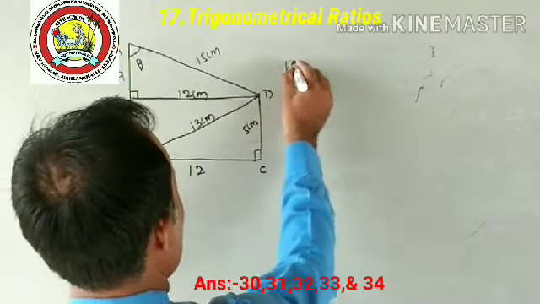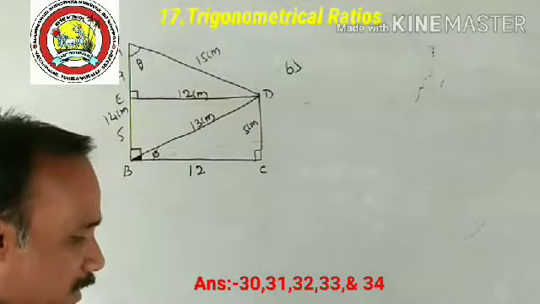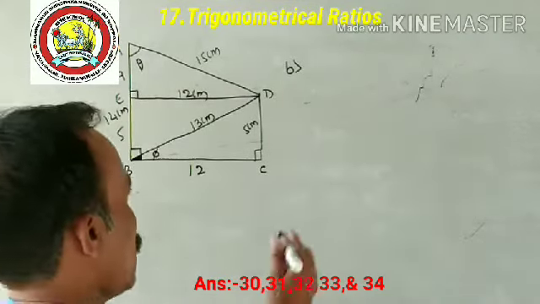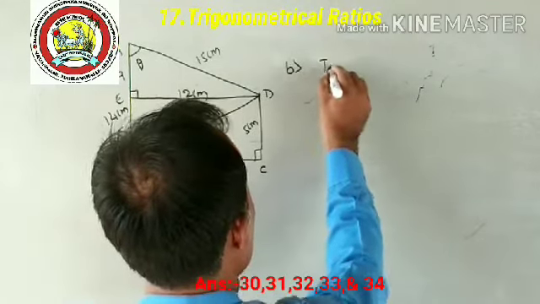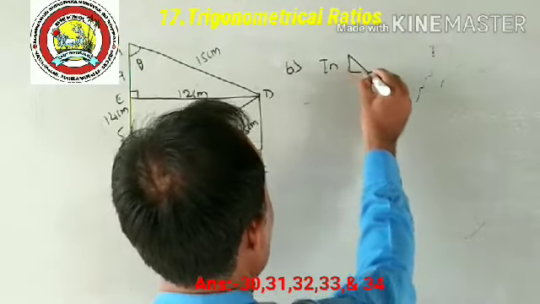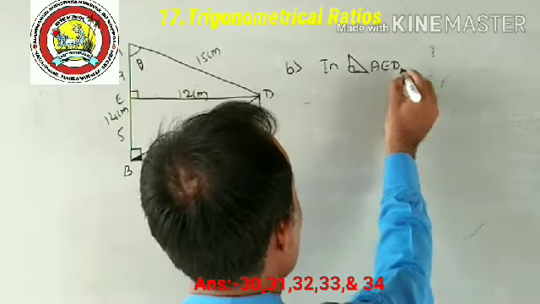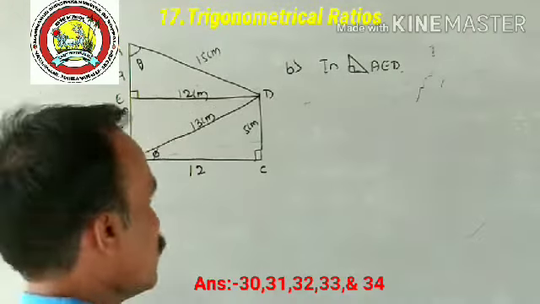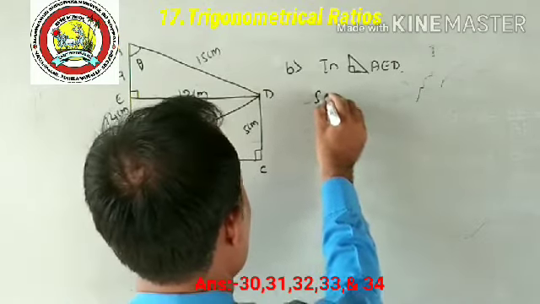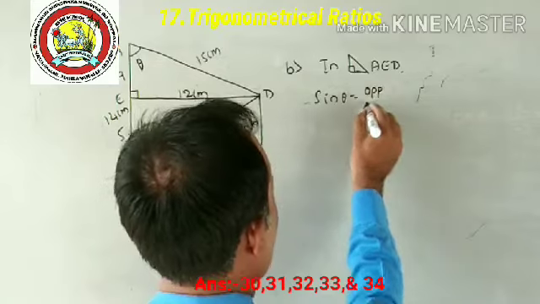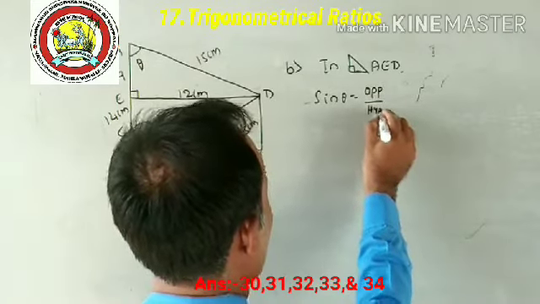Second question. Write an expression for AD in terms of theta. In triangle AED, sin theta is equal to opposite divided by hypotenuse.